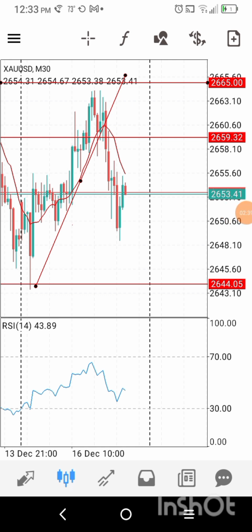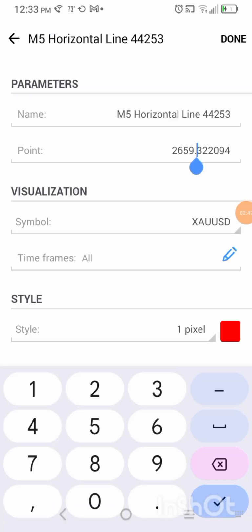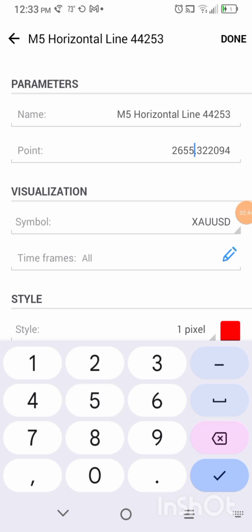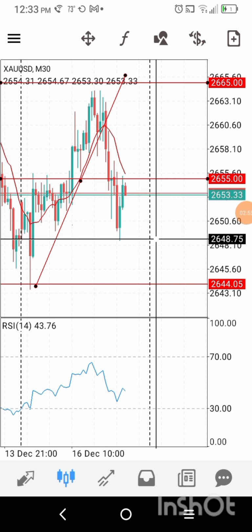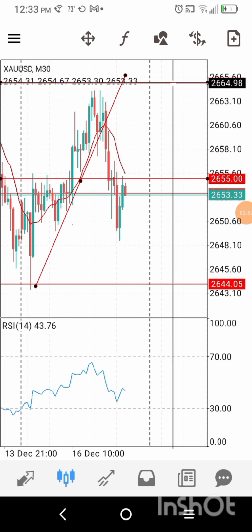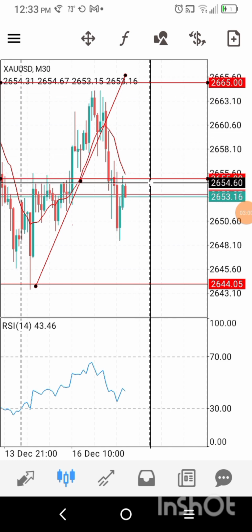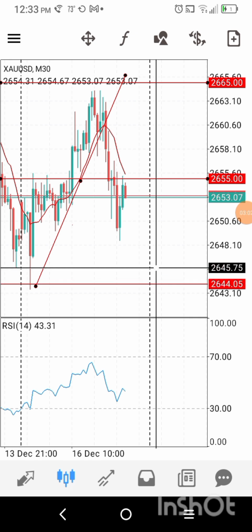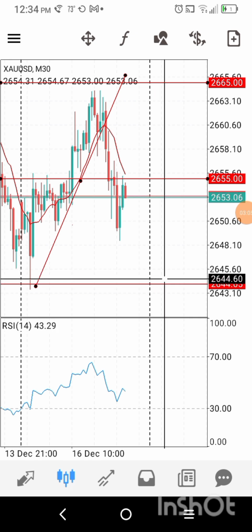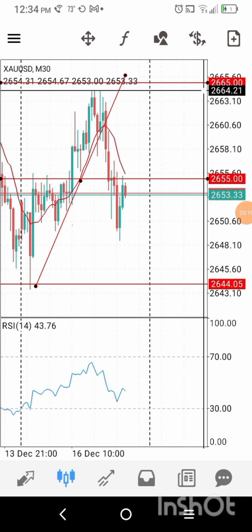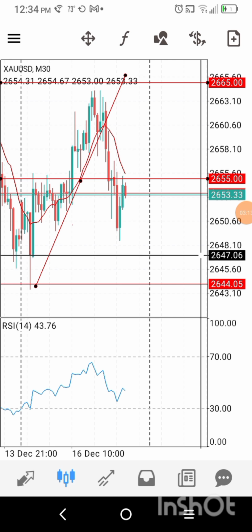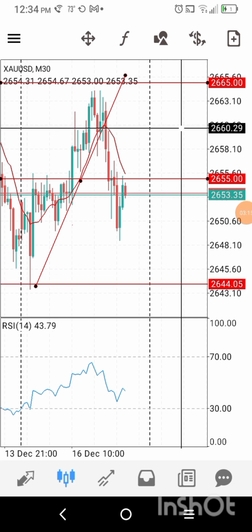Okay, so we have one at 65. We're going to change this one to 55. Let's put this at 55, which is where it went to. And then we can put another key level. This is the key level. 65 was the high, mid level 55, and then 45 will be the low. Okay, so these are key levels. Even though it's going to retest back up to 65 by the end of the day, because we're still in an uptrend.